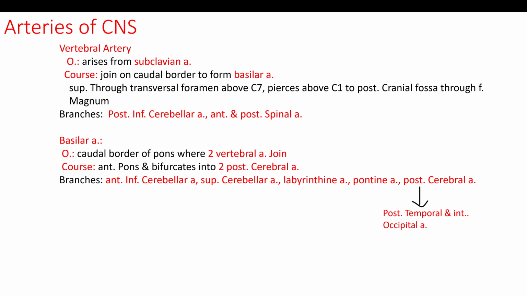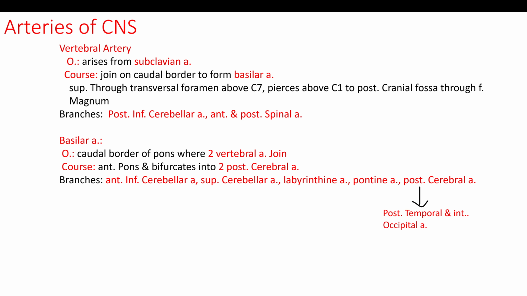It has several branches: the posterior inferior cerebellar artery, posterior spinal artery, and anterior spinal artery. The basilar artery has its origin on the caudal border of the pons, at the point where the two vertebral arteries join together. It terminates at the anterior border of the pons and at that point bifurcates into two posterior cerebral arteries. It passes on the anterior surface of the pons in the midline. Its branches are the anterior inferior cerebellar, superior cerebellar, labyrinthine, and pontine arteries.